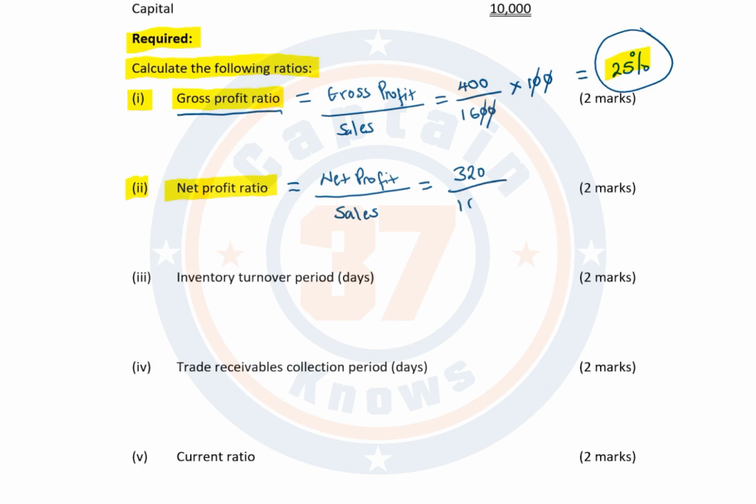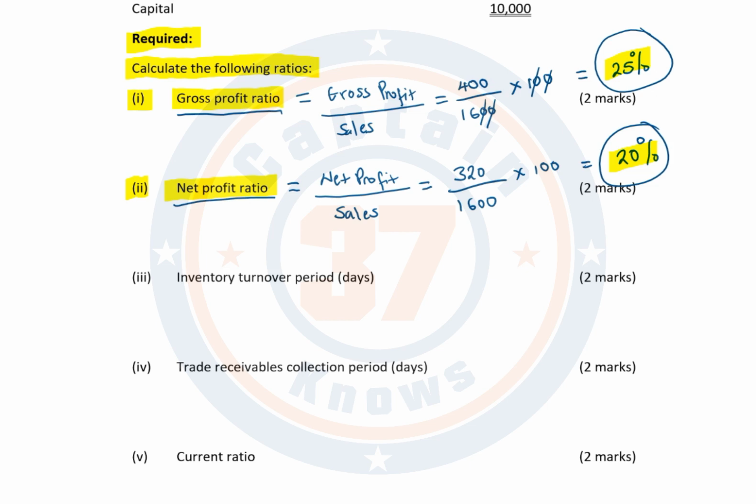Divide by 1,600. Again, this is multiplied by 100 because the answer should be presented in a percentage format. And when you do your calculations, you appreciate that this is going to give you 20%. This is the answer. This is the net profit ratio.